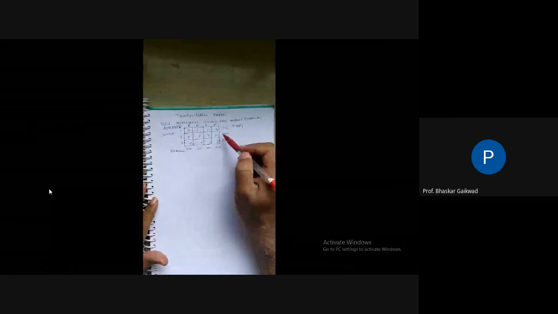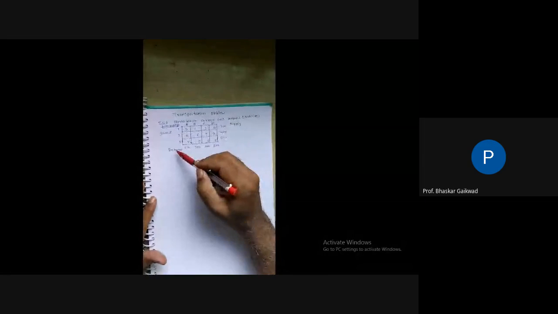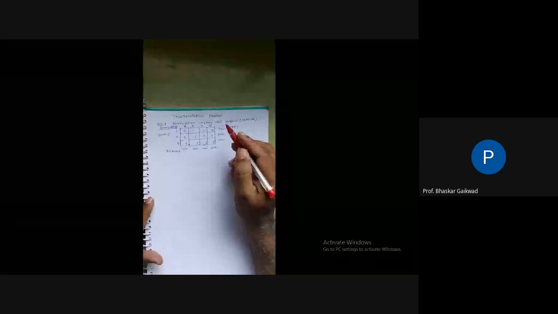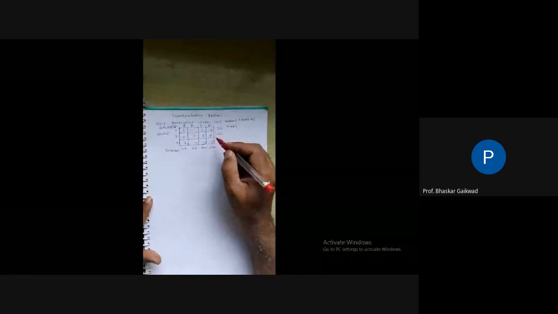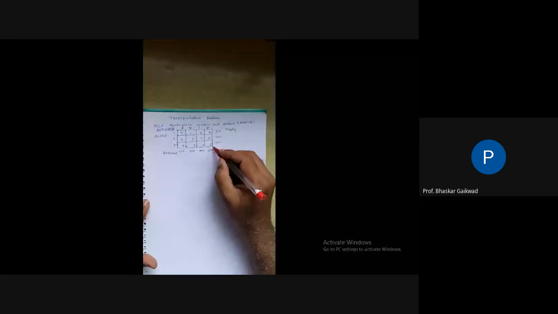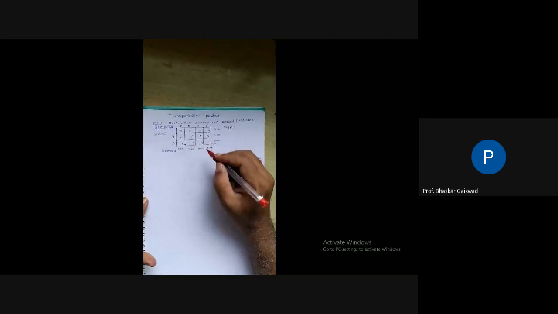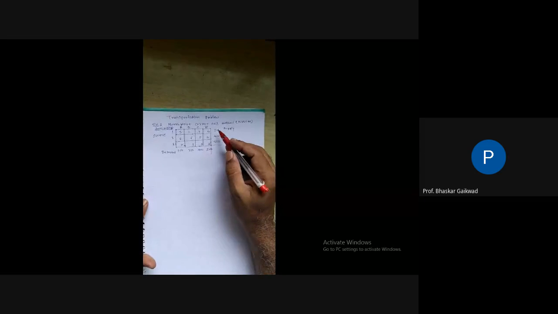Okay, so this is the problem. On this side are the destinations, this is the source, demand is at the bottom, and here is the supply. We have to solve this problem. First of all, you have to check the balance. Is this problem balanced or non-balanced? So how to check this?